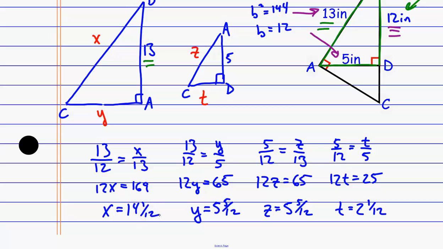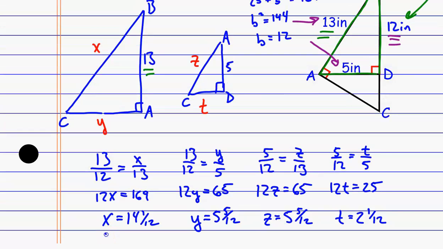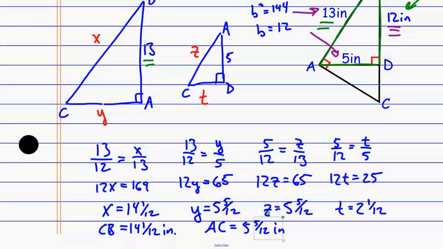Those represent the same side. When you look at y, it's representing AC. When you look at z, it's also representing AC. And so think about the measurements that these are actually representing. This first one is CB, so the measure of CB is 14 1/12 inches. The next two, AC, equals 5 5/12 inches. And then the last one, t, that represents CD, and that's 2 1/12 inches. So really think about what these represent, and that's why we have a little overlap there.